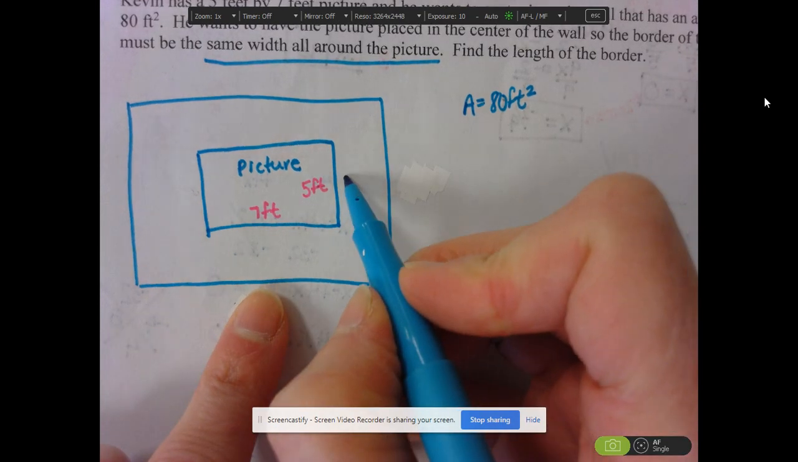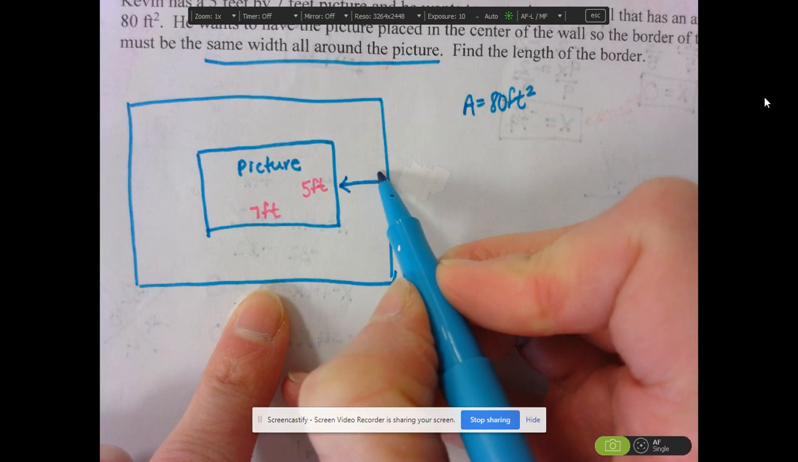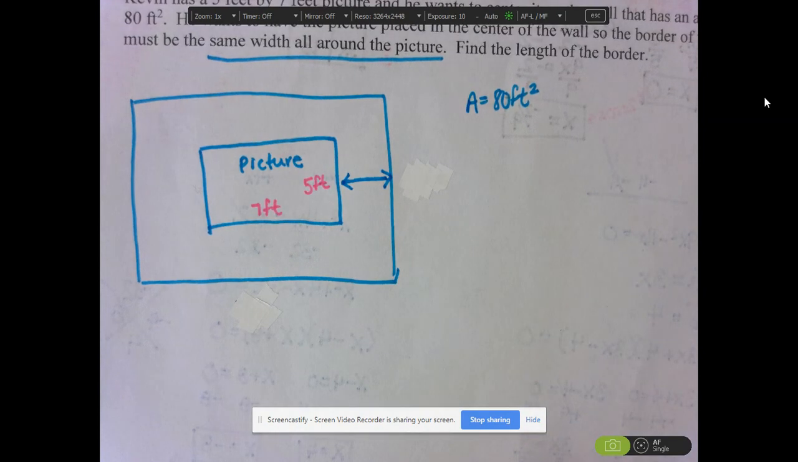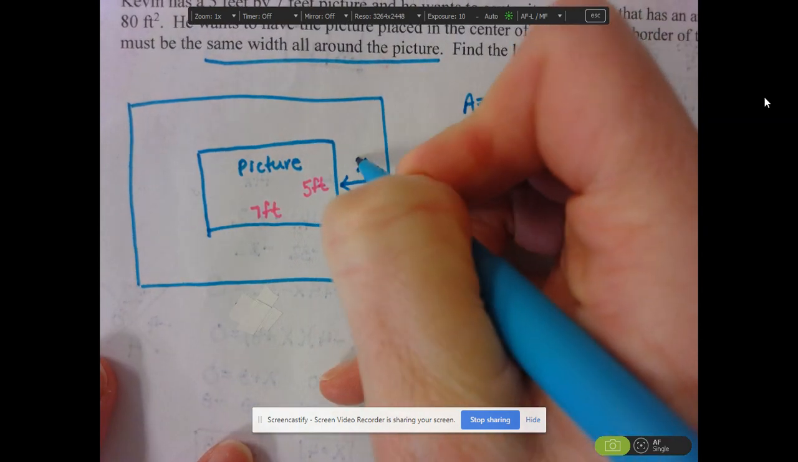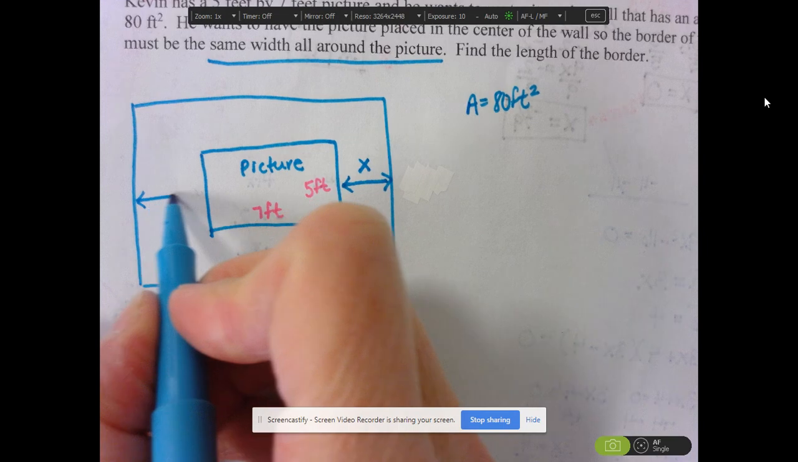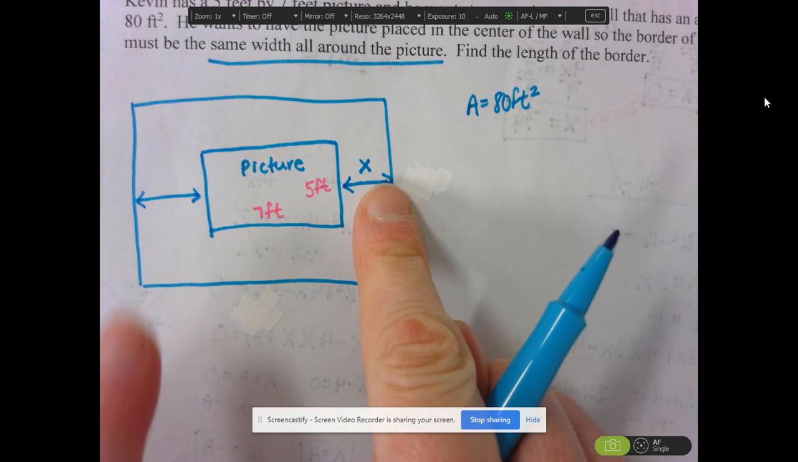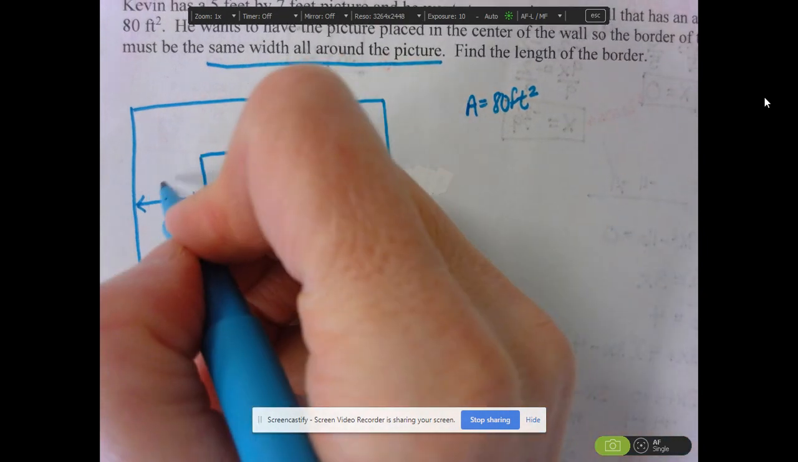So I have some distance that goes from here to here. We don't know what it is. What are we going to call it? X. Well, I don't know what it is from here to here, but isn't it the same as this side? Yep.